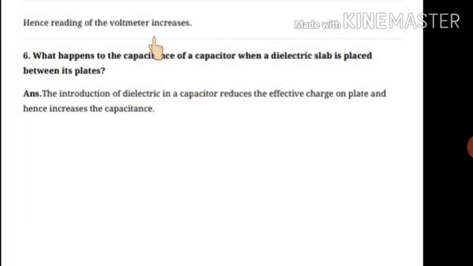Now, the next question is, what happens to the capacitance of a capacitor when a dielectric slab is placed between its plates? We know that the capacitance increases when a dielectric slab is placed between the plates. To increase the capacitance of a parallel plate capacitor, a dielectric slab is usually placed. So what will be the answer? The introduction of a dielectric in a capacitor reduces the effective charge on the plate and hence increases the capacitance.